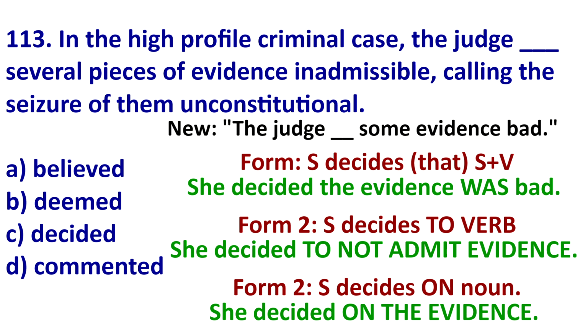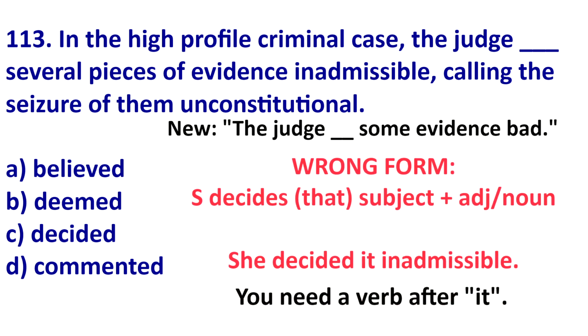You can also say subject decided to verb. I decided to say it was wrong. Or subject decided on noun. I decided on it being wrong. However, you don't say X decided noun adjective. You must have a verb. If I say I decided it wrong, this is wrong. If I said I decided it was wrong, this is correct.